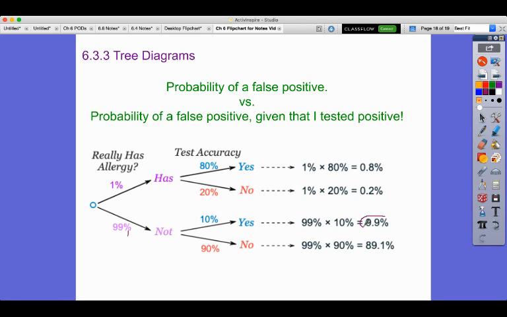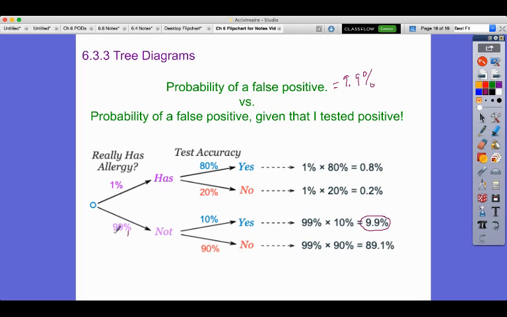And so the false positive is 9.9%. Okay. Probability of a false positive. Oh, and by the way, you multiply. This is conditional. Given that you have the allergy, you have an 80% chance, so you can multiply straight down. Given that you have the allergy, there's a 20% chance, so you can multiply down.